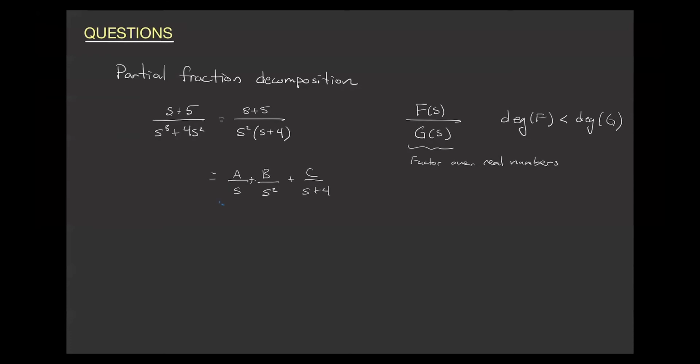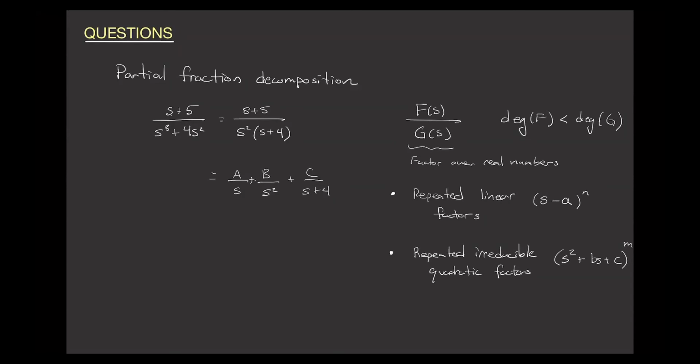Now, knowing how to set that up depends on knowing what you should do for each of these factors. So if we are factoring this g of s, you could get a variety of things. You could get repeated linear factors. That's one possibility. That would be something like s minus a, raised to some power n. And then you can get repeated irreducible quadratic factors, which would look something like s squared plus bs plus c to some power, maybe m. And depending on which factors you get, there are certain ways to set up what the sum will ultimately be.